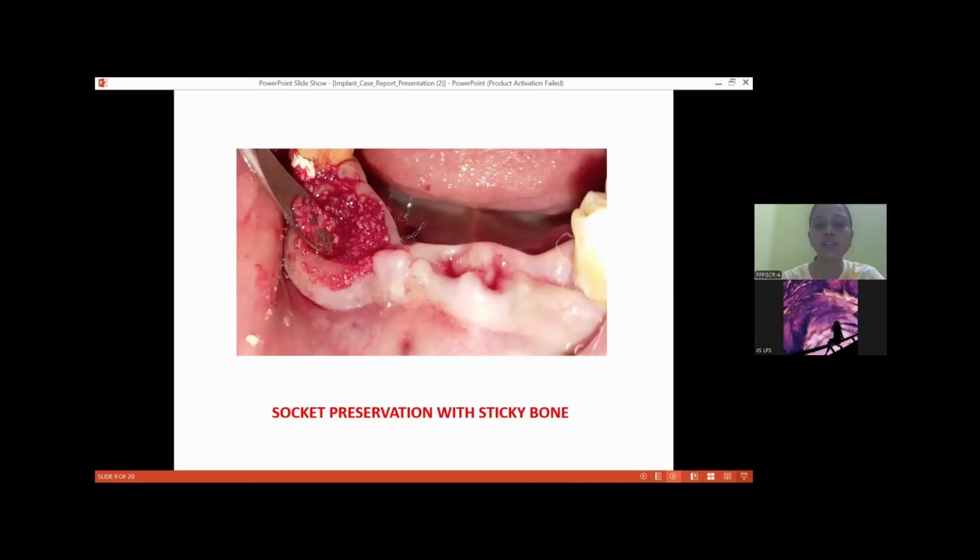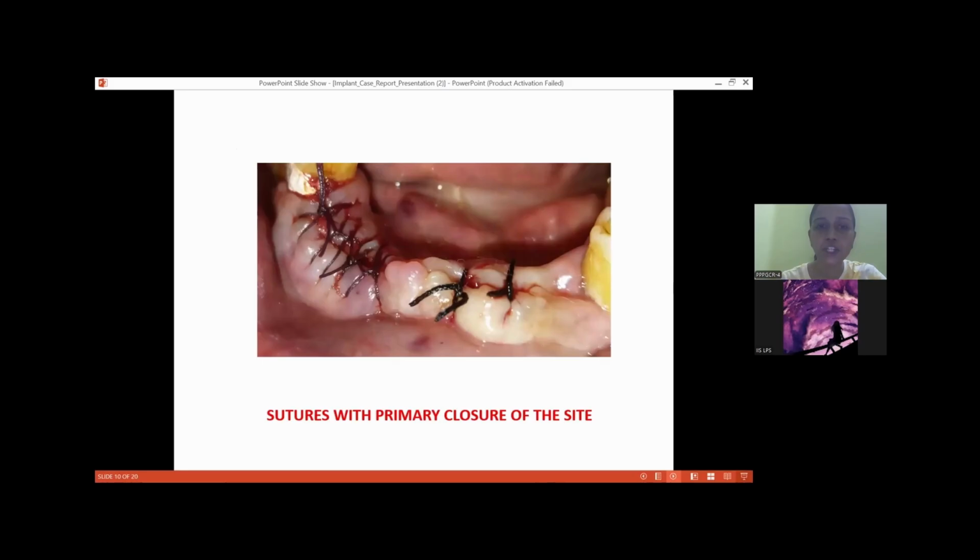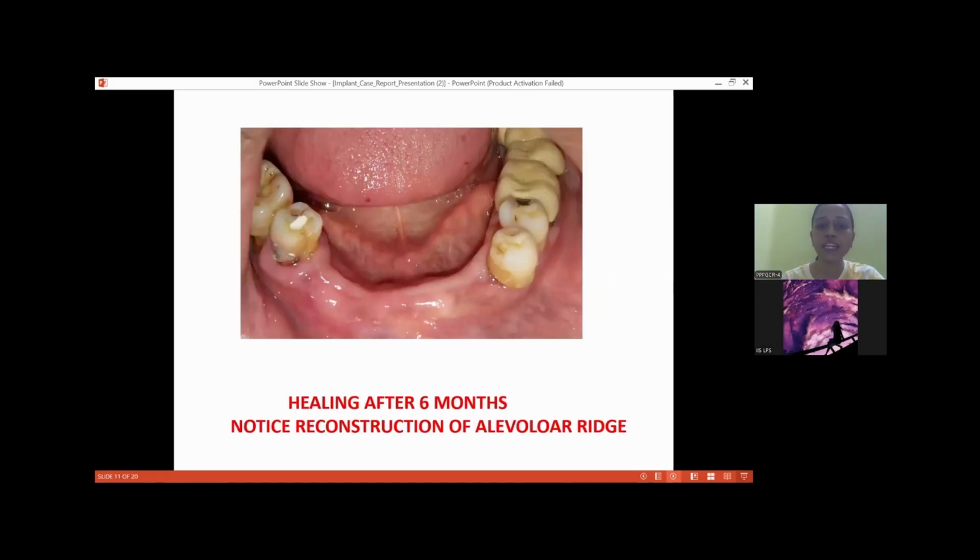This was the photo of using a sticky bone for socket preservation after an atraumatic extraction. Primary sutures were provided to achieve primary closure and better healing of the site. These were the photos of healing after 6 months. We can notice the reconstruction of the alveolar ridge due to the socket preservation. Ridge resorption is not present, and a reconstructed alveolar ridge can be seen in that area.